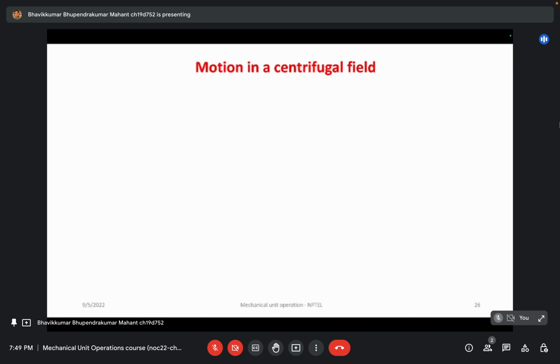Now you consider the motion in a centrifugal field. I didn't discuss much about the centrifugal field, but we just discussed the gravitational field.